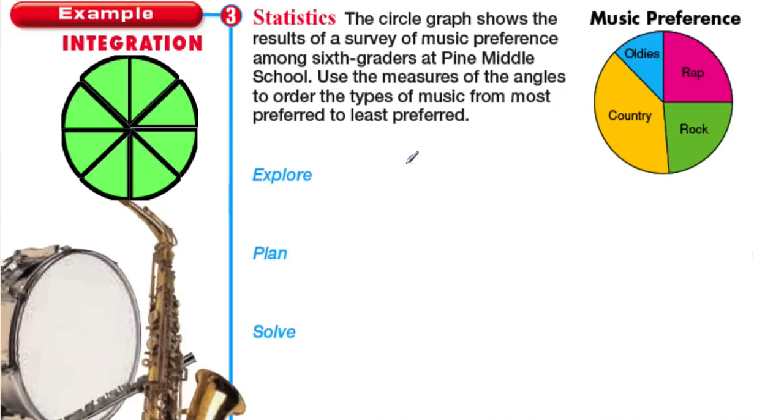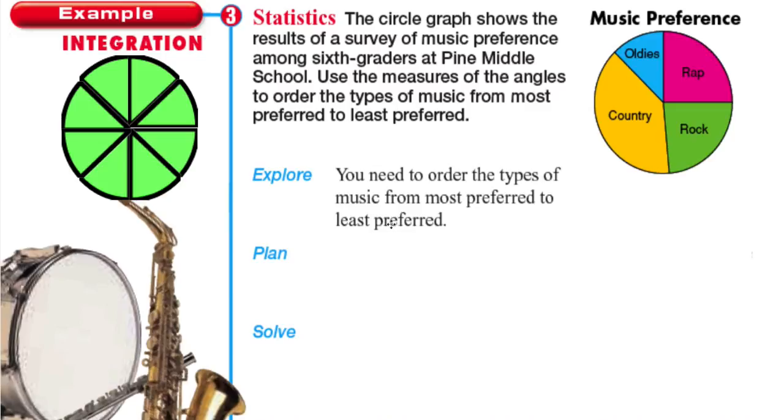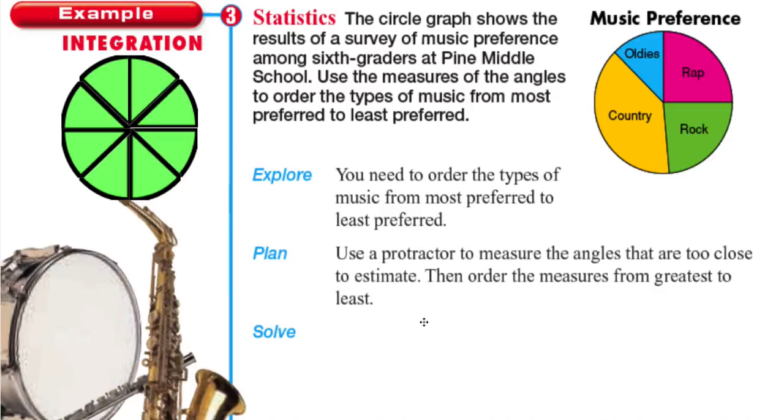Okay, so again, we go back to our circle. These are the wedges or the slices of our circle, and we want to find out the measures of the angles using our circle. Okay, let's find out what we need to do. So you need to order the types of music from most preferred to least preferred. Okay, and then in this case, use a protractor to measure the angles that are too close to estimate. Okay, then order the measures from greatest to least.